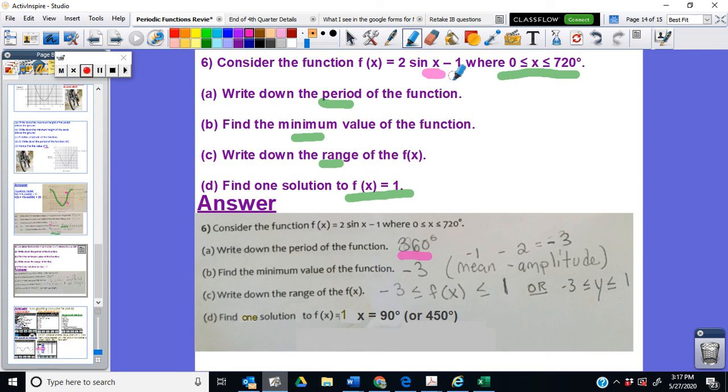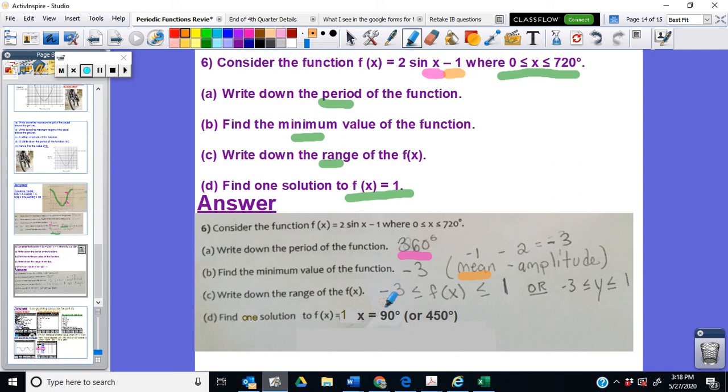Then write down the minimum of the function. Well, let's think about it. First, where is your middle axis? -1. That's your mean line. We know the amplitude is 2. So to get to the minimum, we've got to subtract 2. And so the minimum value will be at -3. And you can see this if you plugged it in your graphing calculator. I'm actually going to show you that in a moment.